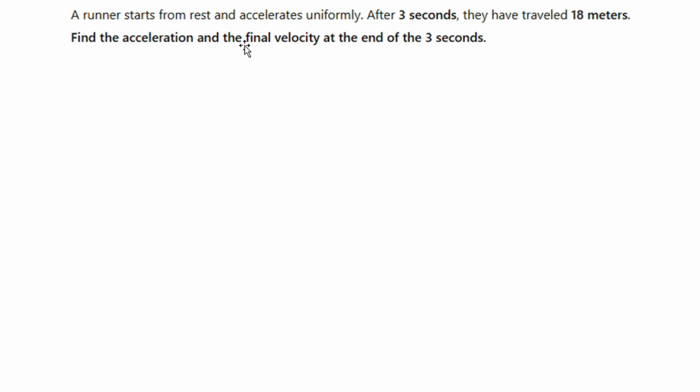A runner starts from rest and accelerates uniformly. So it says start from rest again. Whenever we meet where it starts from rest, we know that u equals 0 meters per second. And it accelerates uniformly, so there's no information on the acceleration as well.